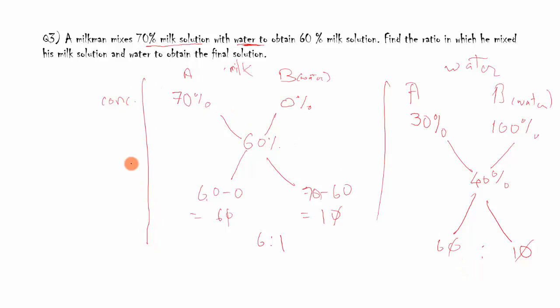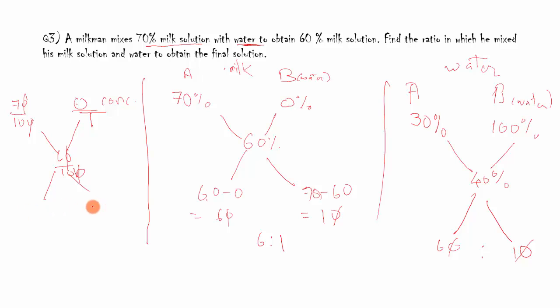We can also solve this using fractions or parts. When we say 70% milk solution, we mean that 70 out of 100 is milk, that is, 7 by 10 is milk. And we are mixing it with water. What is the milk concentration in water? 0 out of 1. And what are we getting when we mix these? We are getting 60% milk, that is, 60 out of 100 is milk, which is 6 by 10.